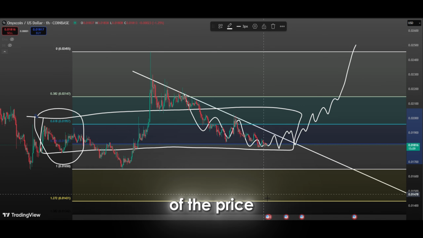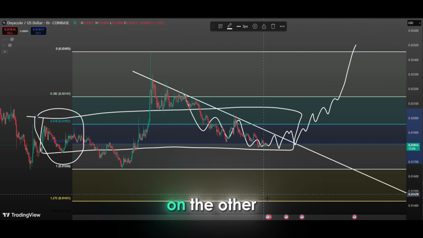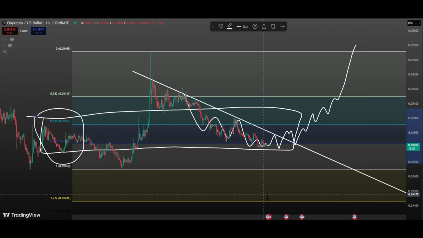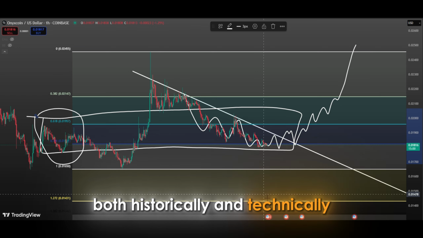An upward reaction of the price after reaching this level may indicate that buyers are reactivating, and the second wave is about to end. The 0.786 level, on the other hand, appears in deeper corrections, and is a critical point where more cautious investors take positions. In other words, the area where the price is currently located marks a very important threshold both historically and technically.